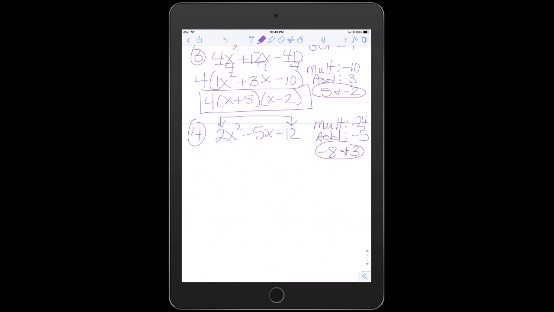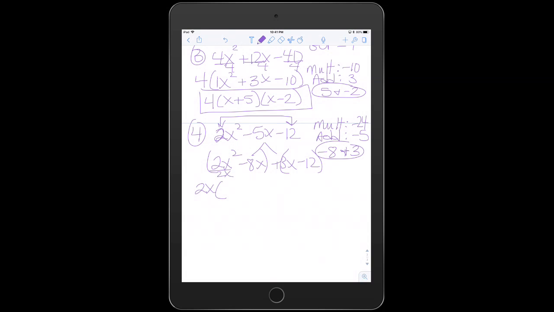Again, we can't use the shortcut because a is not 1, it's 2. So instead of using the shortcut, we split up the middle term into negative 8x plus 3x. Bring down the 2x squared and the negative 12. And now we're going to factor by grouping. You're going to look for the GCF of each set of parentheses. This first set of parentheses, the greatest common factor is 2x. Make sure you write it out front.